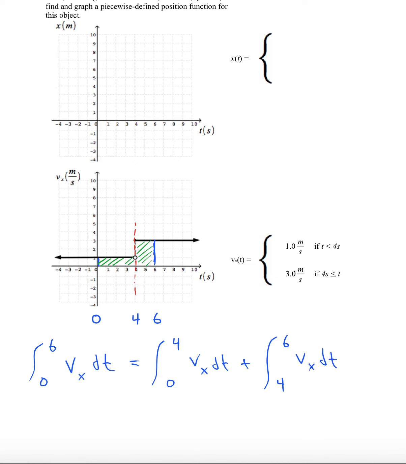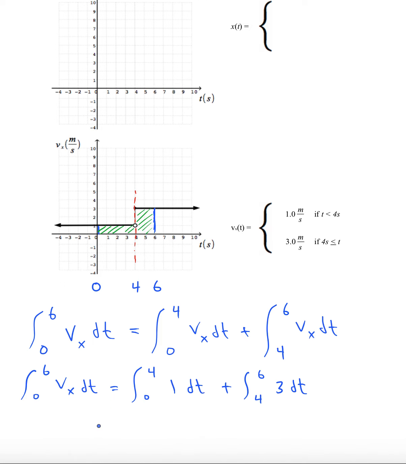and then we'll add another integral from 4 to 6. Now, why is this useful? Because the velocity actually follows different formulas on these different intervals. So we can plug in the formulas. At first, the velocity is 1. And later, it jumps to 3. We'll want to evaluate each of these.